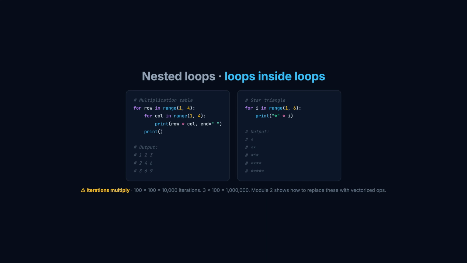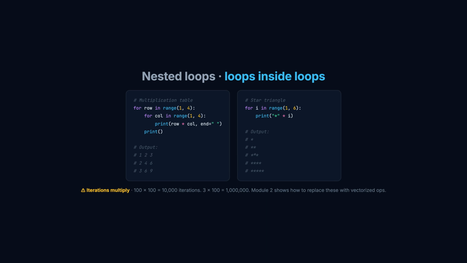Another pattern, star triangle. For i in range 1 to 6, print star times i. When i is 1, the string star times 1 is just 1 star. When i is 2, 2 stars. 3, 3 stars. All the way up to 5 stars on the 5th row. That trick, multiplying a string by an integer to repeat it, is a handy Python feature you will use more than you would expect. One caveat on nested loops.